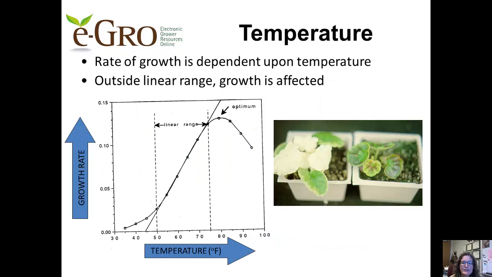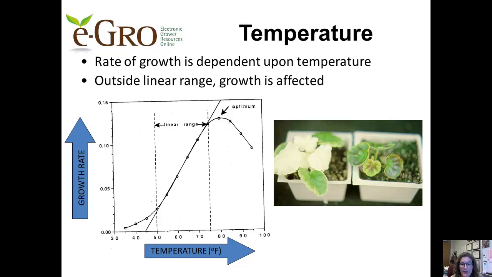As we turn our attention to physiological disorders caused by temperature, remember that rate of plant growth is dependent upon temperature, and outside a linear range, when it's too cold or too hot, plant growth is going to be affected. Take the seedling geraniums in the cell packs. The plant on the right was grown too cold, resulting in the wider bands of the reddish anthocyanins being produced.